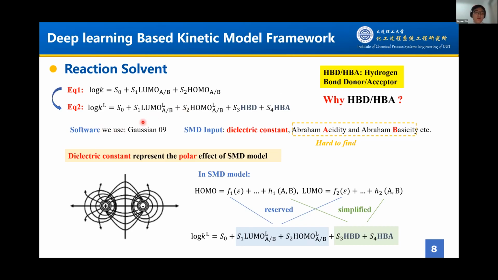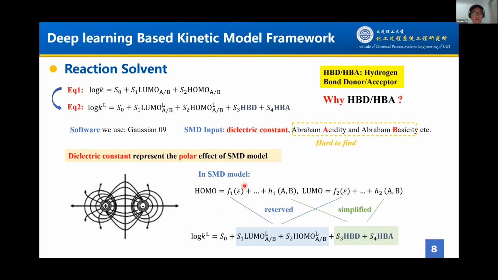The software we use is Gaussian version 09, and one of the most important inputs is the dielectric constant, which represents the polar effect of the SMD model. Let's imagine that in this model, the HOMO and the LUMO can be calculated from the dielectric constant and other properties such as the Abraham acidity and basicity. However, these properties are hard to find, so we have to make some simplification, such as this.